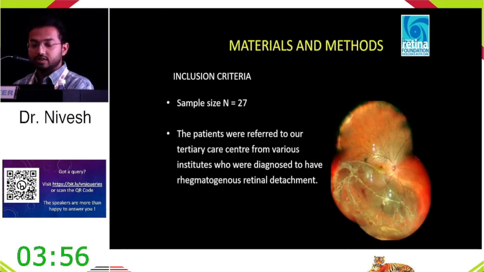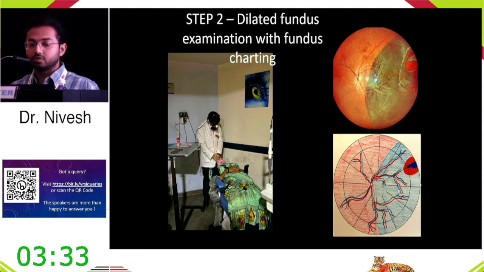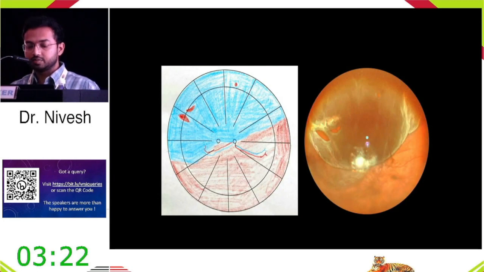Materials and methods: we included 27 eyes of 27 patients who were referred to our tertiary care center from various institutes and were diagnosed to have rhegmatogenous retinal detachment. In step one, wide field photography at presentation, the patients underwent wide field photography as a part of our routine screening done by retina fellows. Then in step two, a thorough ophthalmological examination was done with indirect ophthalmoscopy by a senior consultant, and simultaneously fundus charting was drawn. Then we compared the fundus charting with the wide field photography. Let us see a few examples.